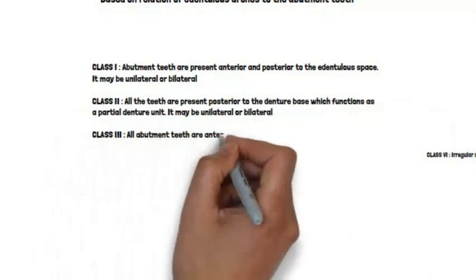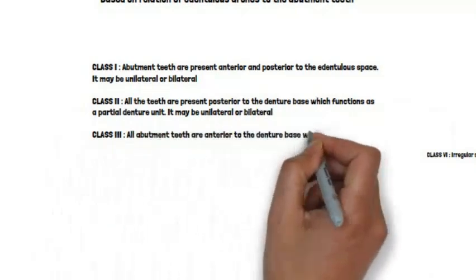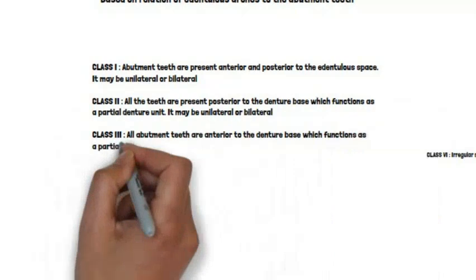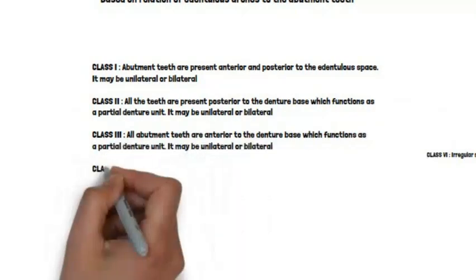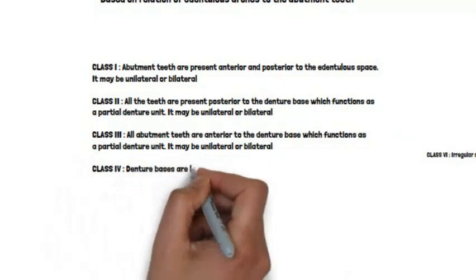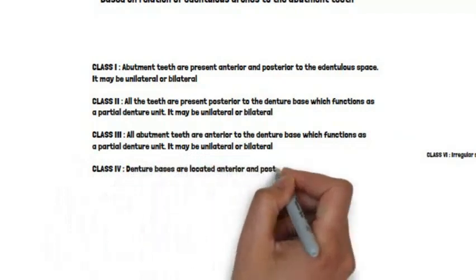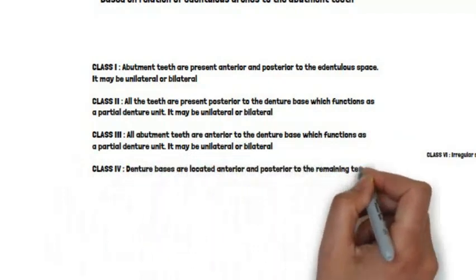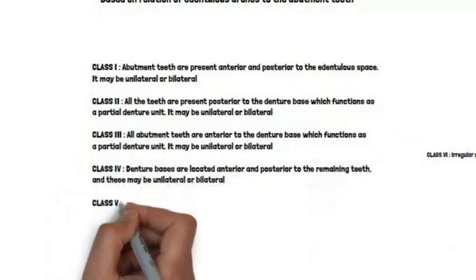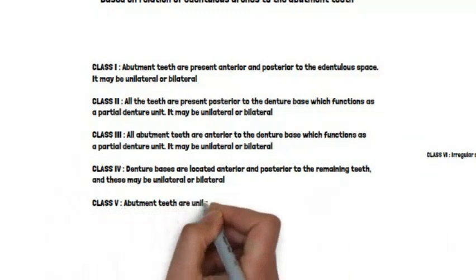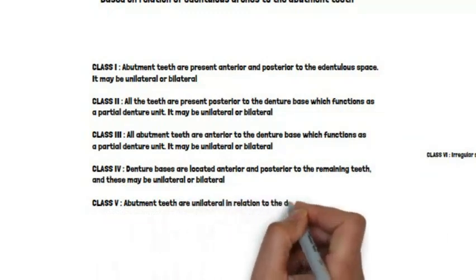Class 3, all abutment teeth are anterior to the denture base, which functions as a partial denture unit. It may be unilateral or bilateral. Class 4, denture bases are located anterior and posterior to the remaining teeth, and these may be unilateral or bilateral. Class 5, abutment teeth are unilateral in relation to the denture base, and these may be unilateral or bilateral.